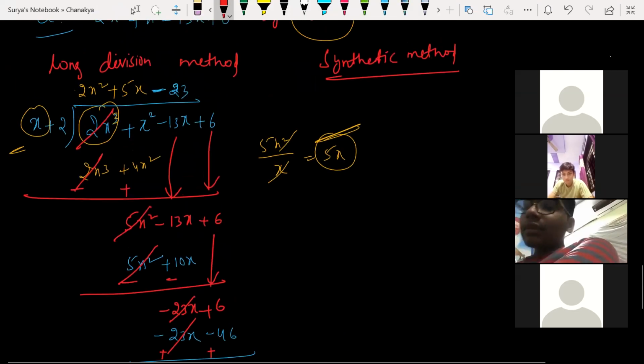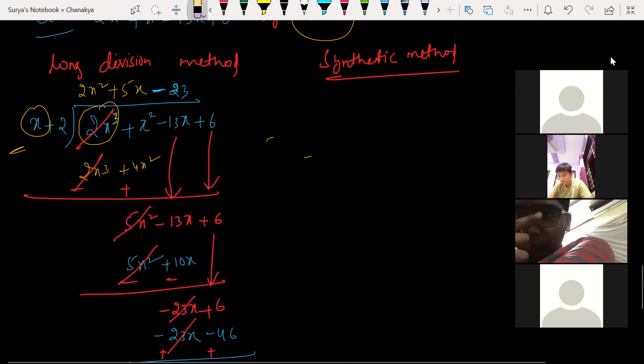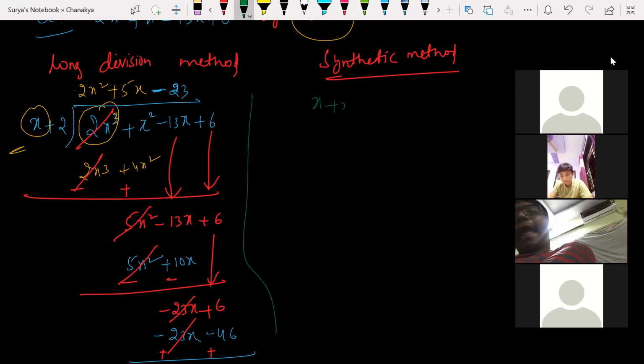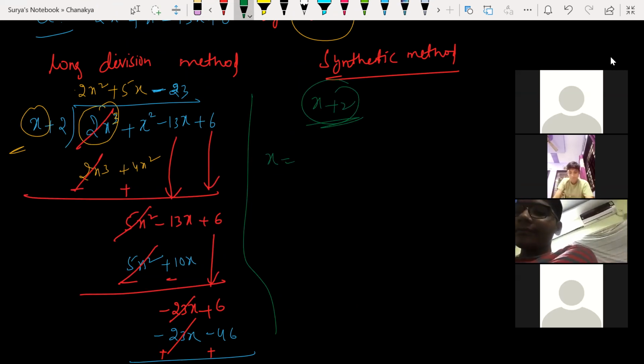Let us check by the synthetic method now. He is asking us to divide by x plus 2, right? So what must I take here? x is equal to minus 2 I take. Let me write the coefficients first. What are the coefficients I have here? 2, 1, minus 13, 6. Isn't it, guys? These are the coefficients I have.